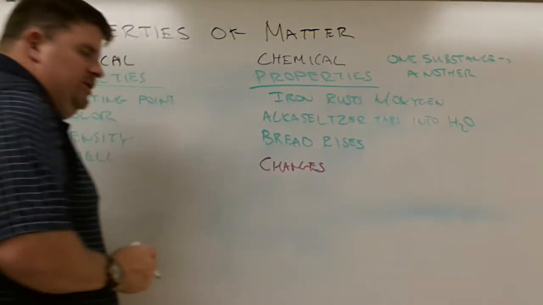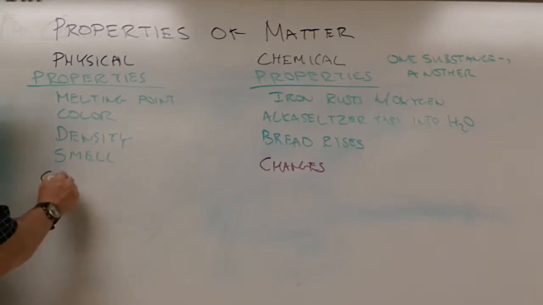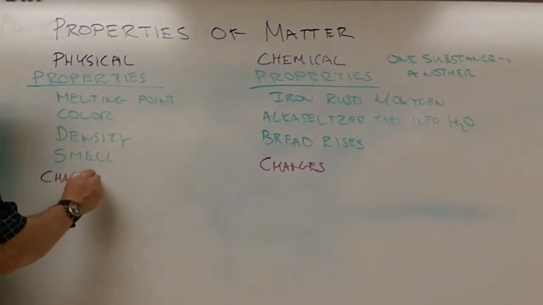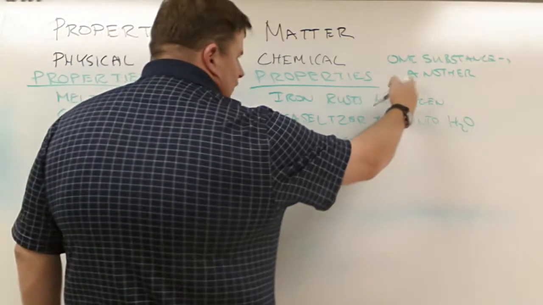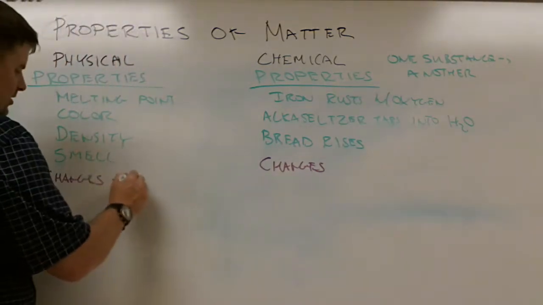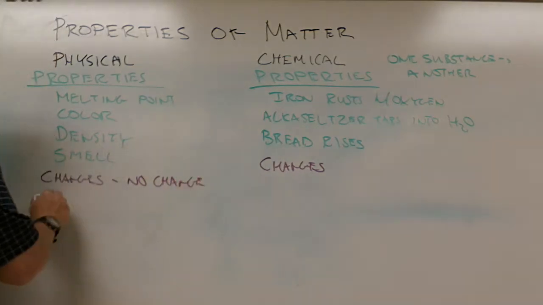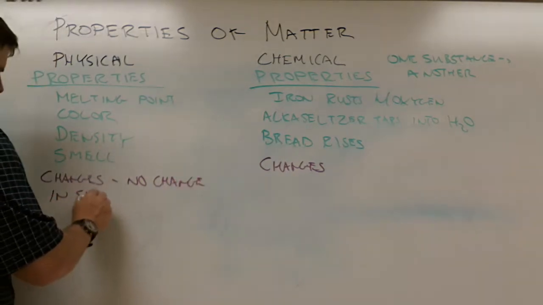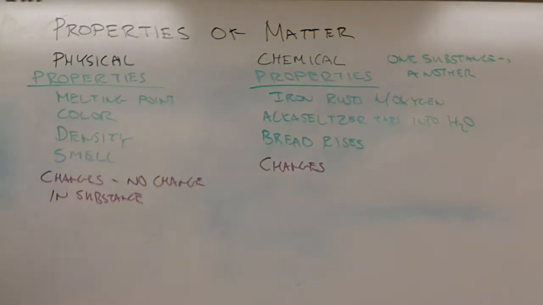For physical properties, the changes, or physical changes, for example, involve no change in what the actual substance is. With chemical changes, you go from one substance to another. That's the change. Here, there's no change in substance. Because you have no change in substance, the material stays the same.